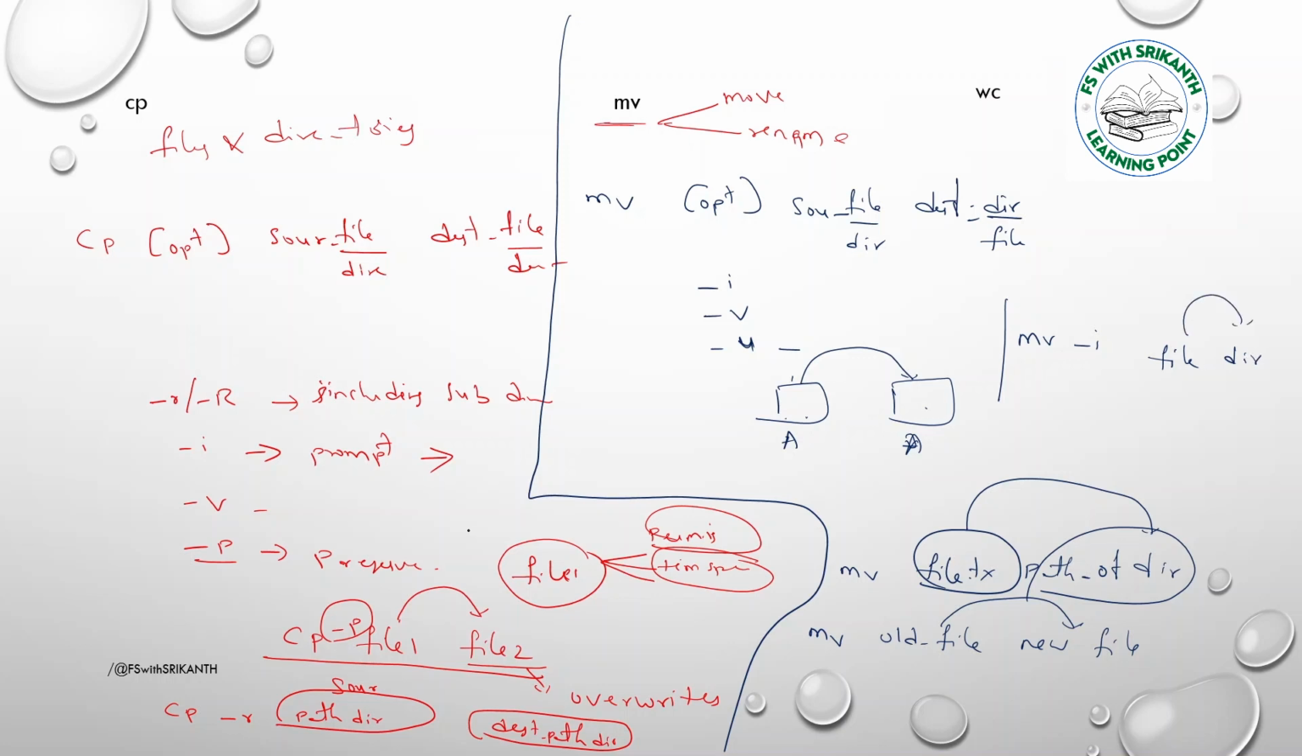And for a couple of files, mv file1, file2, file3 and the path of the directory. Then these three files are moved to one location. Then I'll go to word count.